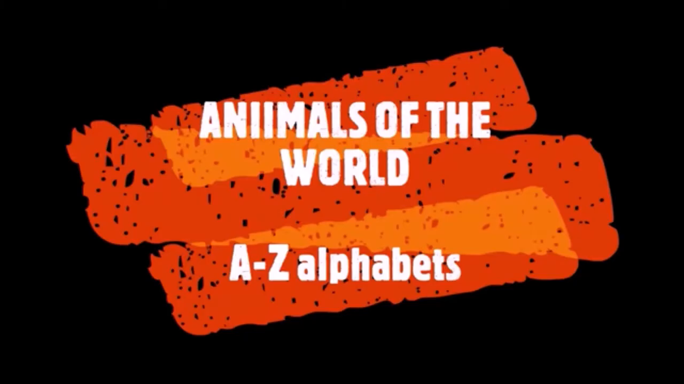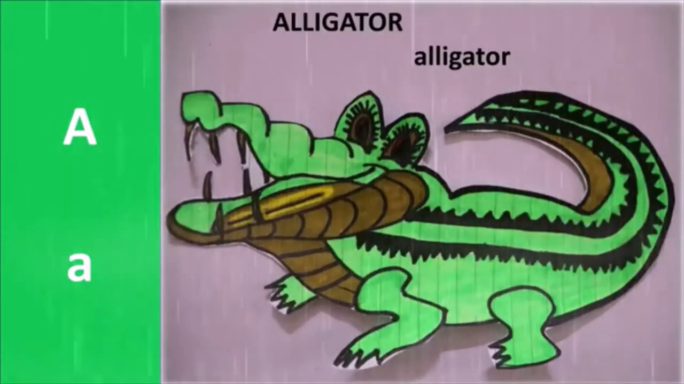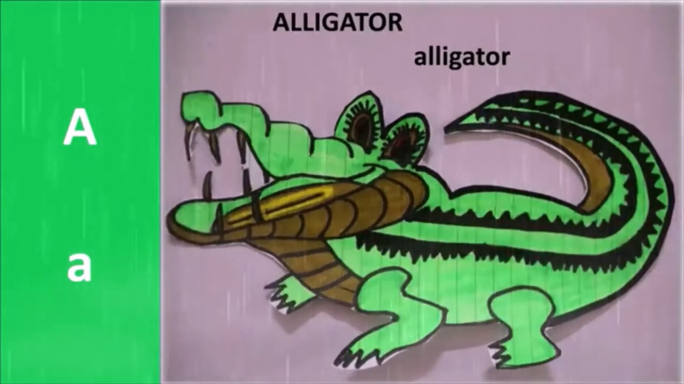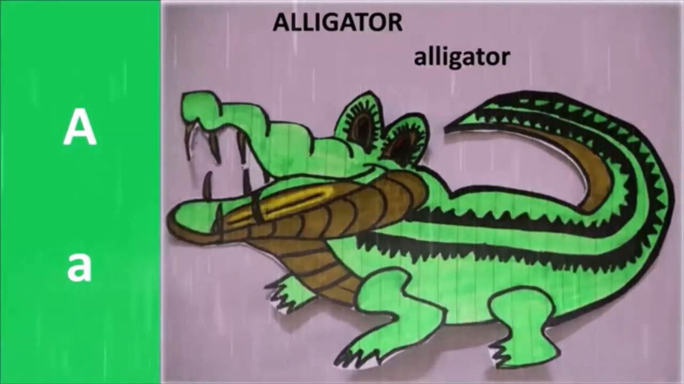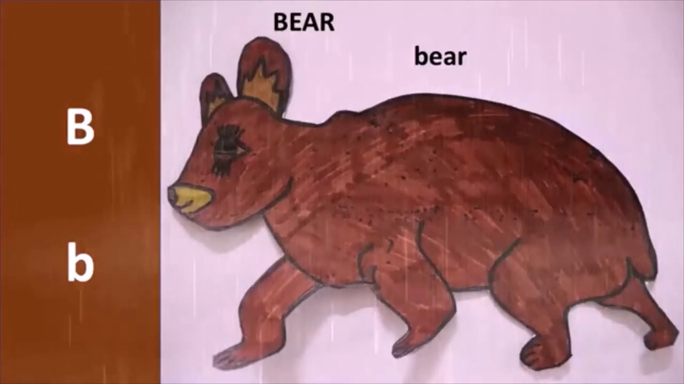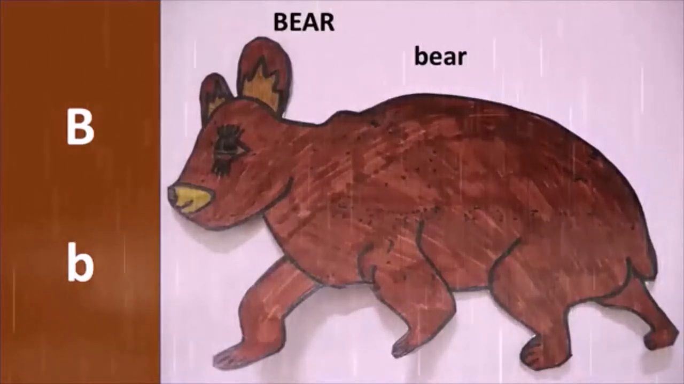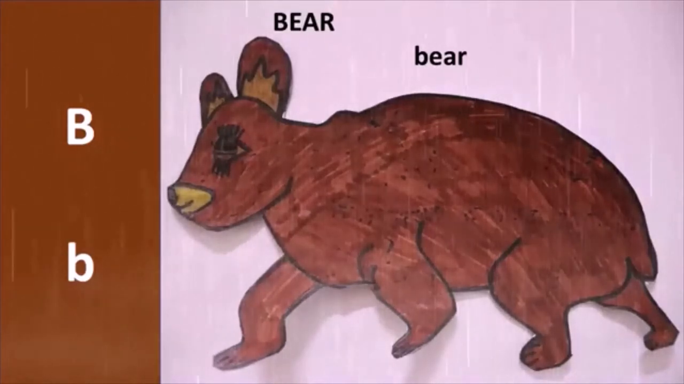Animals of the world, A to Z alphabets. Alligator. A is for alligator. Bear. B is for bear.